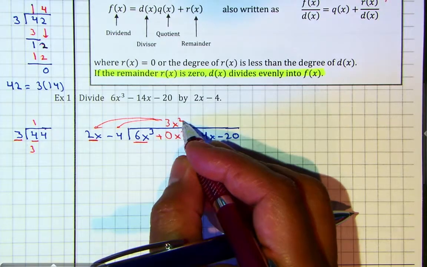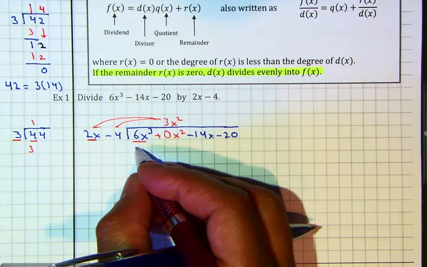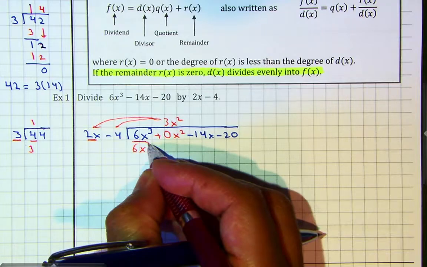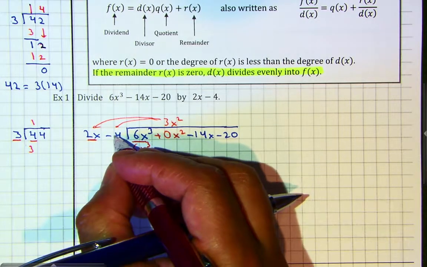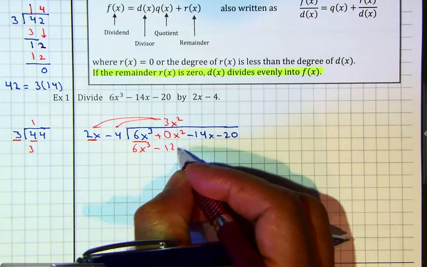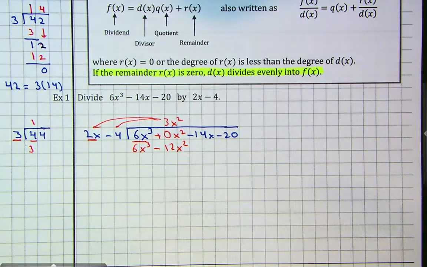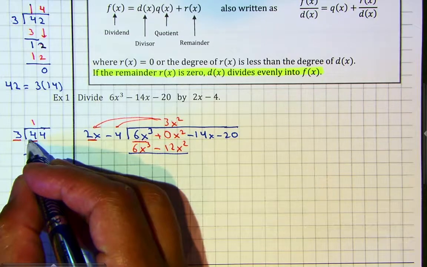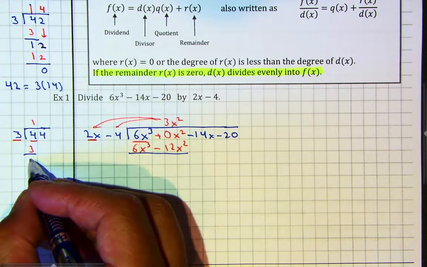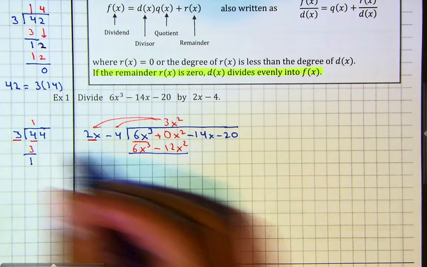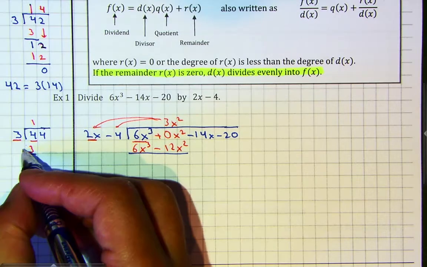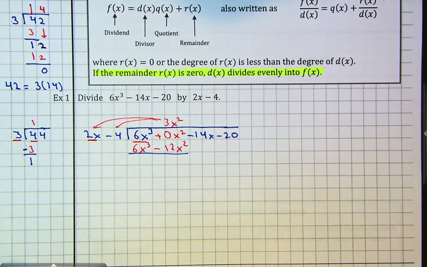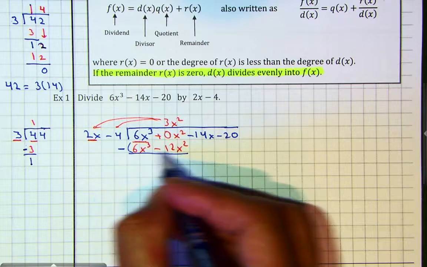3x squared times 2x will give you 6x to the third. 2x squared times negative 4 will give me negative 12x squared. And now, what do we do? We subtract. 4 minus 3 is 1. But we actually should be changing this to a minus to subtract it. So the same way that we're going to change this to a minus.